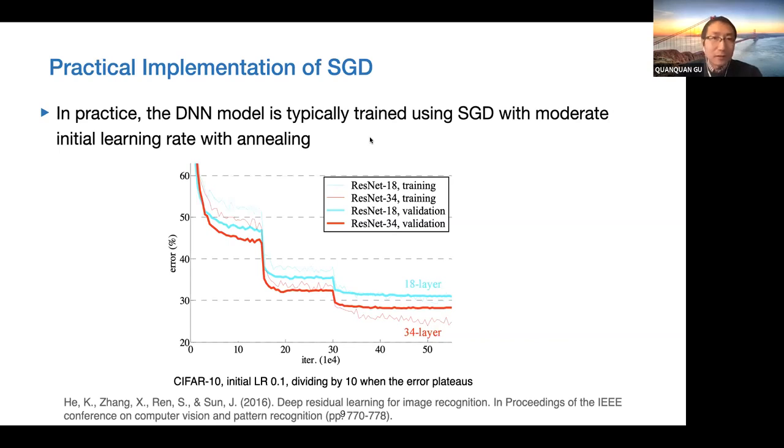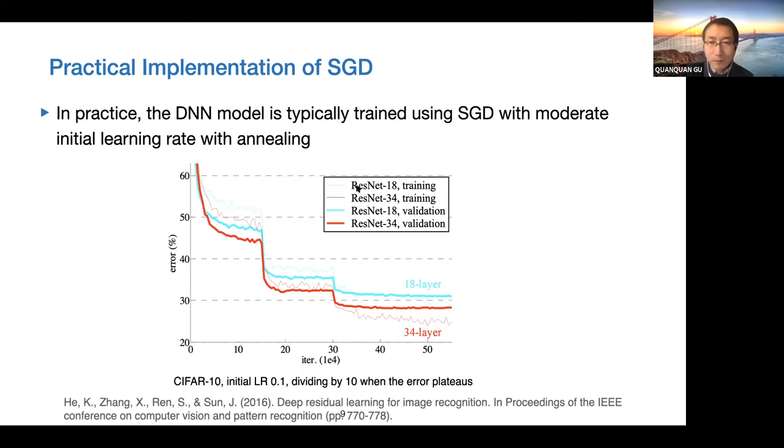So this is the practical implementation of SGD. This result is taken from the seminal work on ResNet, which is very impactful. In this paper, they train ResNet 18 and ResNet 34, two different ResNets, on the CIFAR-10 image data set. They use initial learning rate 0.1, and then they do this kind of learning rate decay. They divide the learning rate by 10 when the training error plateaus. You can see that roughly they do this learning rate decay every 15 epochs.